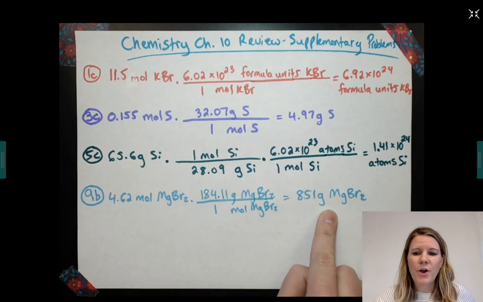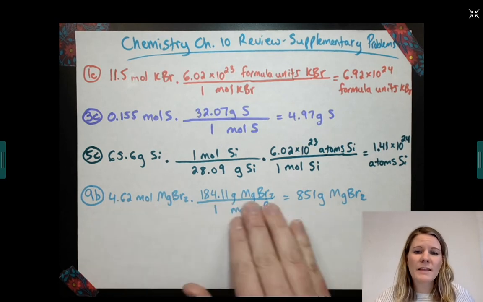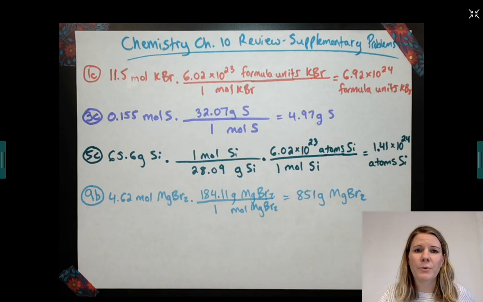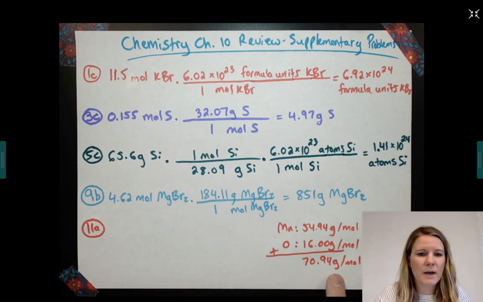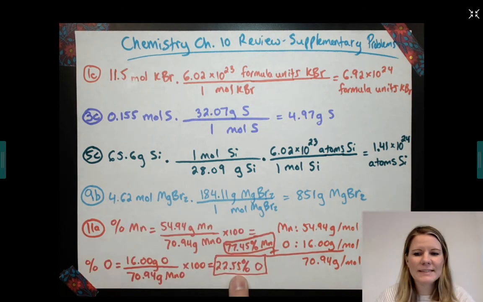You'll notice in your textbook, they take a lot more steps to do this type of problem. I think this is sufficient for showing your work on your test. Try 11A next. To find percent composition, you need to know the molar mass of magnesium oxide. I calculated it here. Finish up the problem. And I boxed the final answer here.